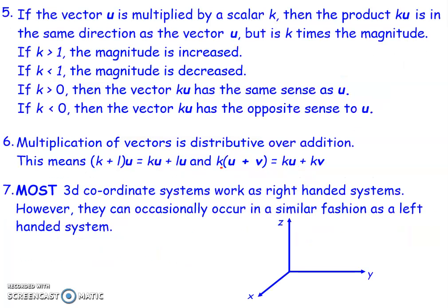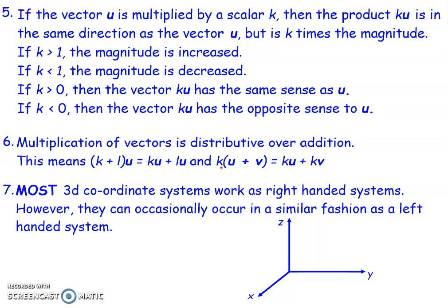What we're then able to do is look at a bit of multiplication by scalars. So if we take the vector u and multiply it by a scalar, let's call it k, then the product k times the vector u, so ku, is in the same direction as the vector u, but is k times the magnitude. So we've made it k times bigger or smaller. Now if k is bigger than 1, the magnitude is going to be increased, and if k is less than 1, the magnitude is going to be decreased, i.e. smaller. However, that doesn't take into account the sign. That's looking at the size of it.